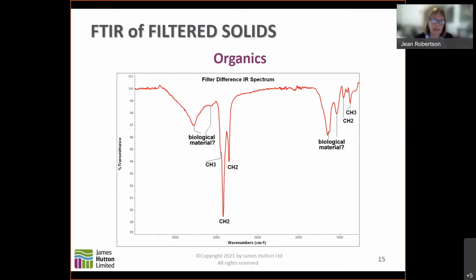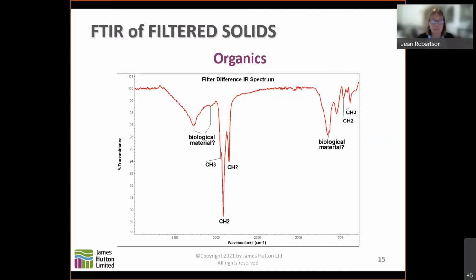So this is an example here from the sample we're looking at. And here we can see that there are bands related to organic material. We see CH2 bands, which tell us that there's long chain hydrocarbons, but we also see bands related to amide, looks like protein, which are often indicative of a biological material. And the hydrocarbons could relate to the biological material because some fungal species have a lot of these long chain hydrocarbons, or it might be two different parts.